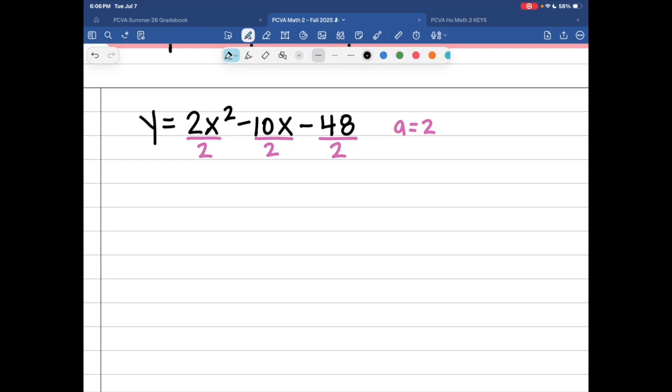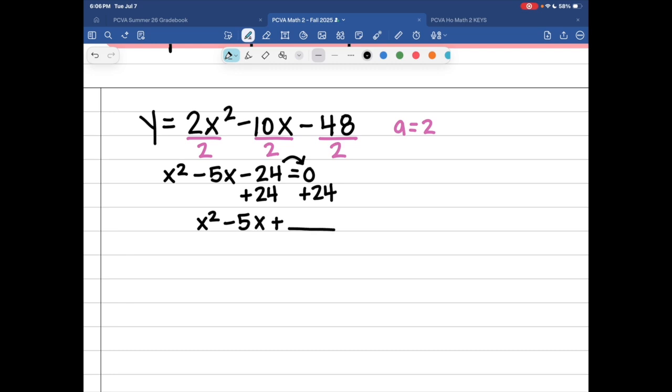So I have x squared minus 5x, because negative 10 divided by 2 is negative 5x, minus 24. We're going to set that equal to 0. So I'm going to now move the c over, so I'm going to add the 24. All right, and I'm left with x squared minus 5x. I'm going to go ahead and put my placeholders where I know I'm going to be completing the square.